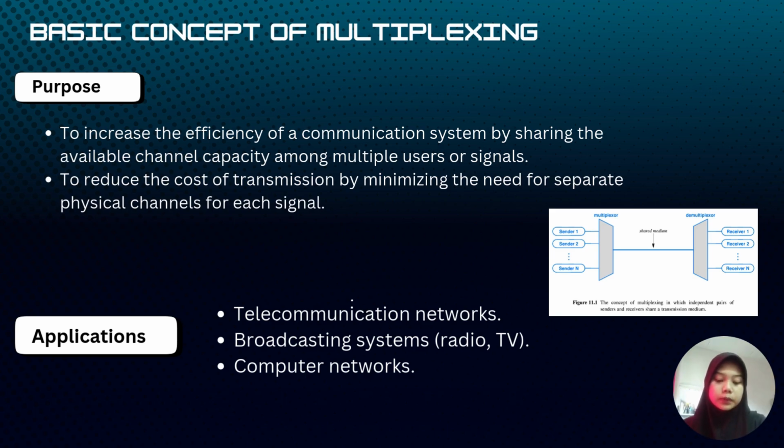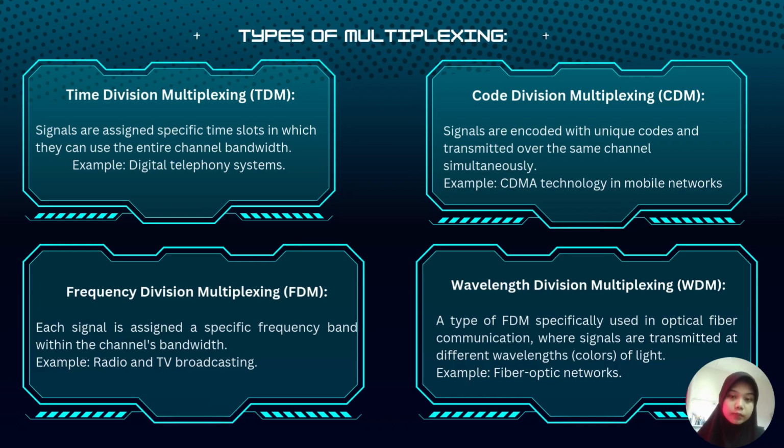You can see multiplexing is used in many areas, including telecommunication, for example for voice and transmission, broadcasting, for radio and TV channel, and also for internet. There are 4 main types of multiplexing. The first one is time division multiplexing. The second, code division multiplexing, frequency division multiplexing, and also wavelength division multiplexing.